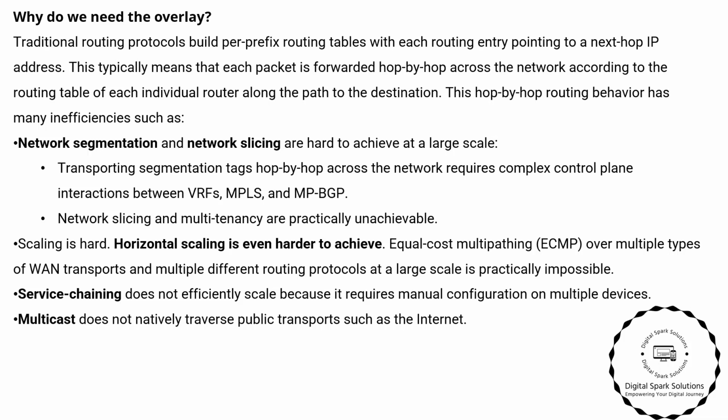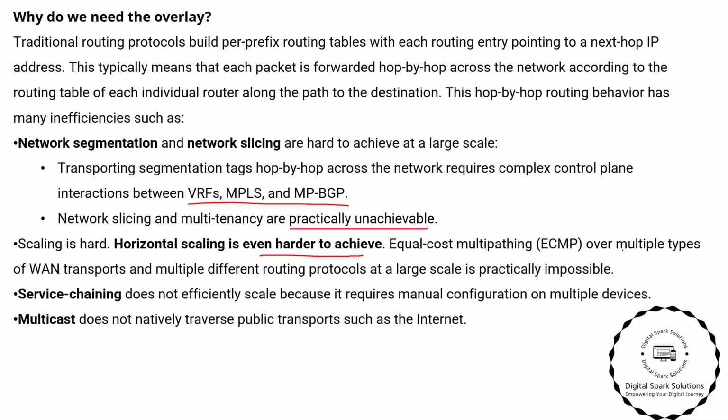This hop by hop routing behavior has many inefficiencies such as network segmentation and network slicing are hard to achieve at a large scale. Transporting segmentation tags hop by hop across the network requires complex control plane interactions between VRFs, MPLS, and MPBGP. Network slicing and multi-tenancy are practically unachievable. Scaling is hard. Horizontal scaling is even harder to achieve.